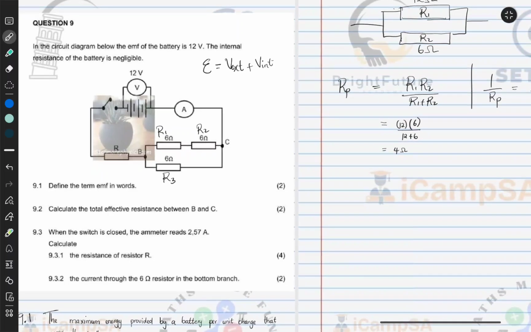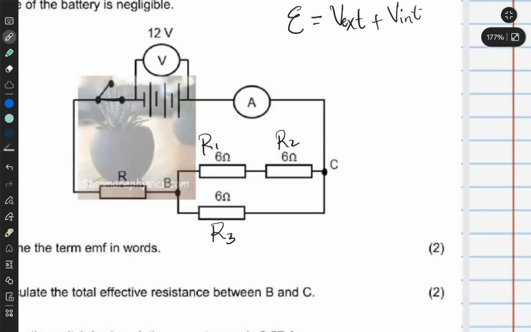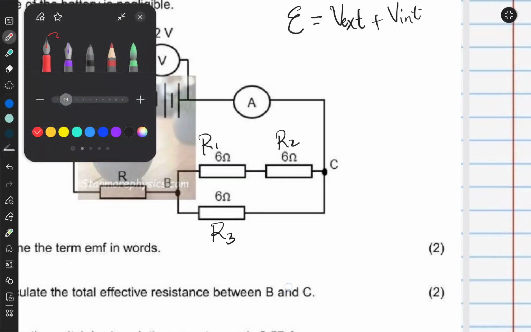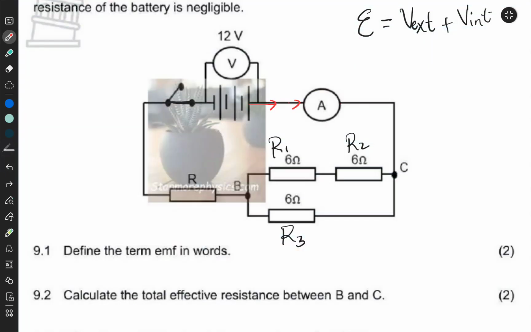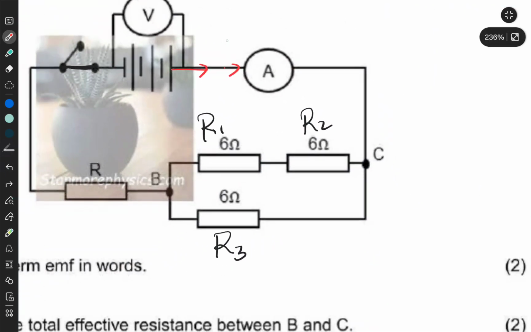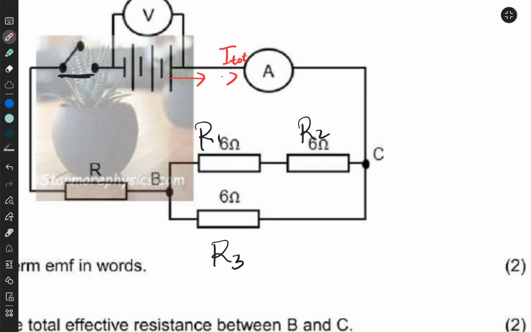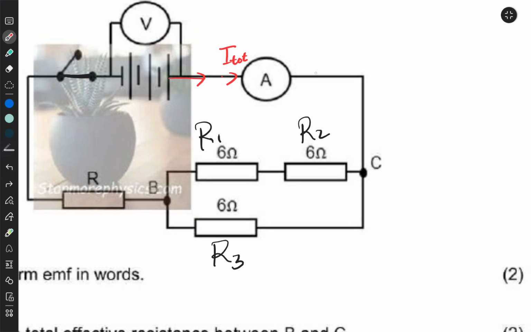Right, so we go to 9.3. When the switch is now closed, the ammeter reads 2.57 amps. That means once we close the switch, our total current is 2.57 amps. How do I know it's our total current? Because if you trace the current, it leaves this way, going there. It means our ammeter will read our total current, because this is still the current in total, right?